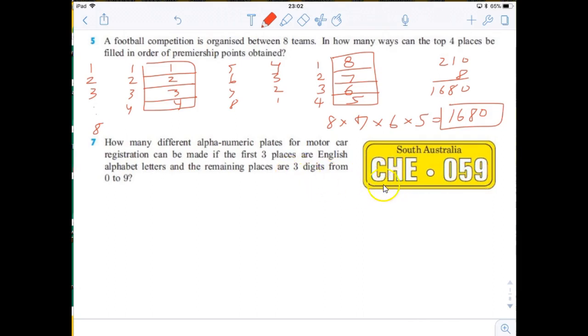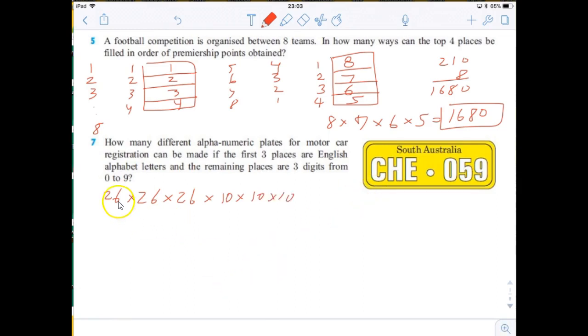So the first 3 positions have 26 possibilities for each one. So 26 times 26 times 26. You can repeat letters, right? So you don't have to go 26, 25, 24. It's just going to be 26 times itself 3 times. And then the remaining 3 digits, basically you have 10 digits to choose from, 0 to 9. So you would have 10 times 10 times 10.